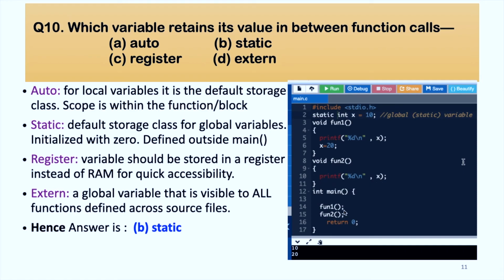Now we call function 1 first. So what will happen? Function 1 goes here, x has a value of 10, so it will print the value of x as 10. Then x will be changed to 20. In the next function, x is defined only outside, and we print x again. This time the value of x is printed as 20, not 10. That means the value assigned in function 1 is retained inside function 2. So a global or static variable retains its value throughout different function calls. In function 1 this value is assigned, and inside function 2 we see this updated value. So static variables retain their value in between function calls.